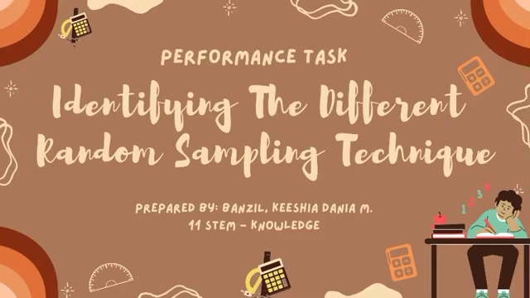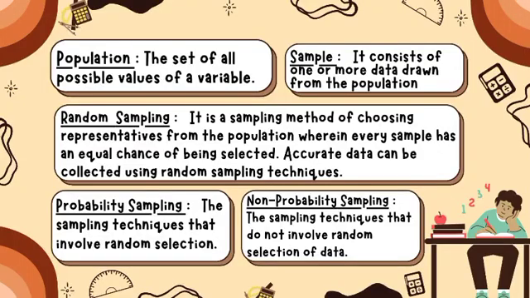Good day everyone. We are going to talk about identifying the different random sampling techniques. This is commonly utilized in research, especially among senior high school students. First, let's define population. Population, the set of all possible values of a variable.